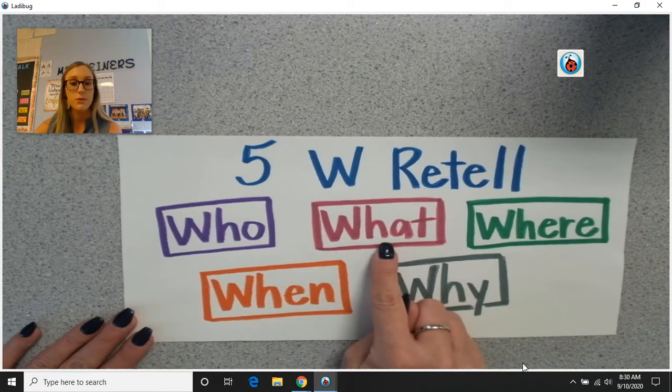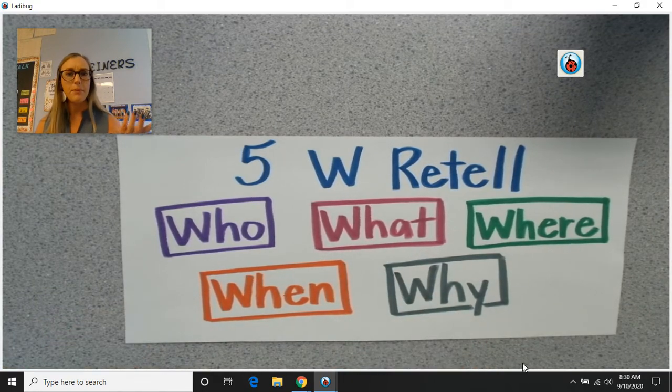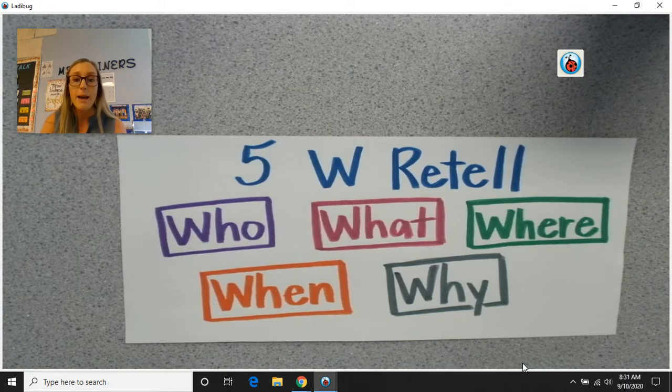Our second W is what. What is happening? That's also a word that we're going to use for plot. What is happening in the story? What happens in the beginning? What happens in the middle? And what happens at the end?